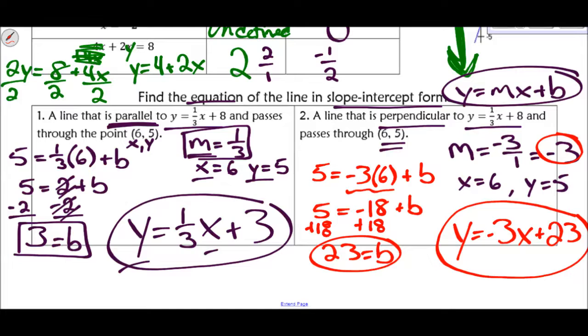You could test this just to make sure that you're doing this correctly. You could graph both of those in your calculator easy enough. You could type that into y equals, type that into y equals, and make sure that the slopes actually look like they're hitting a 90-degree angle.